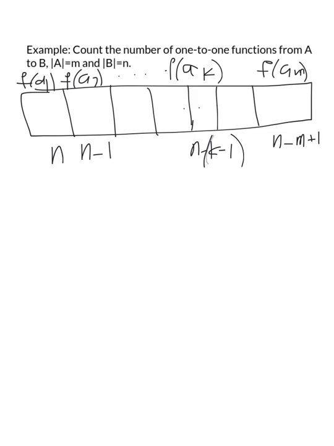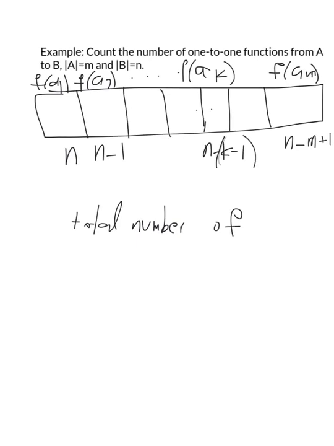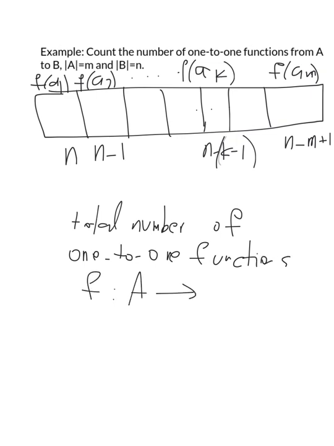And again, by the product rule, we get that the total number of one-to-one functions f from A to B is n times n minus 1 times n minus 2 times, all the way to n minus m plus 1.